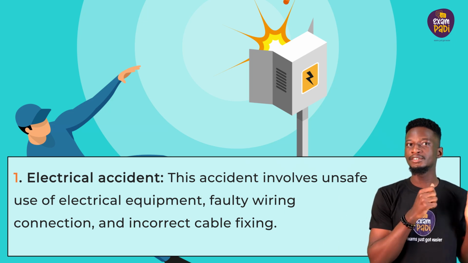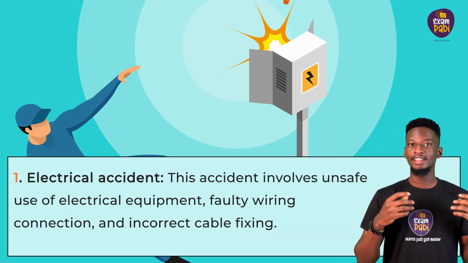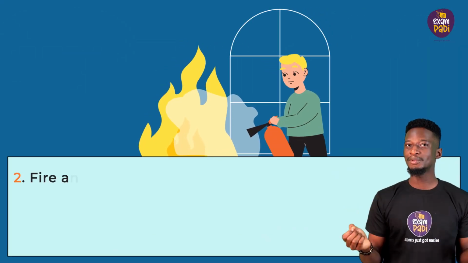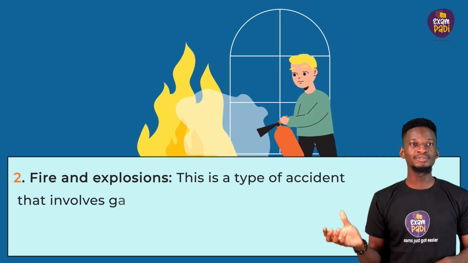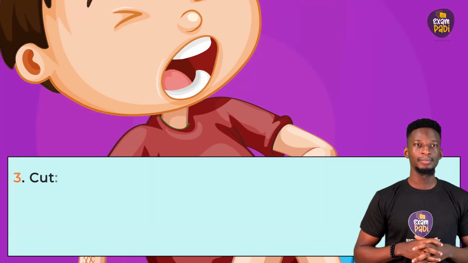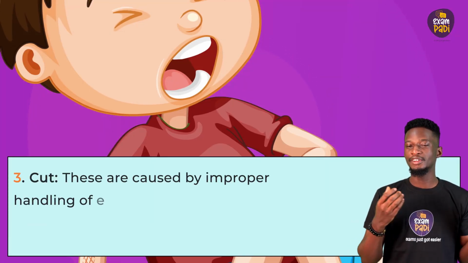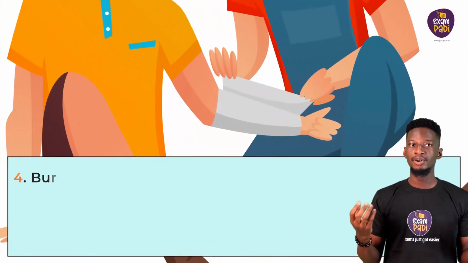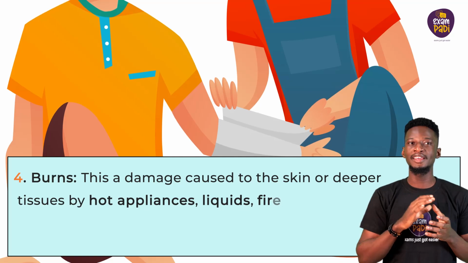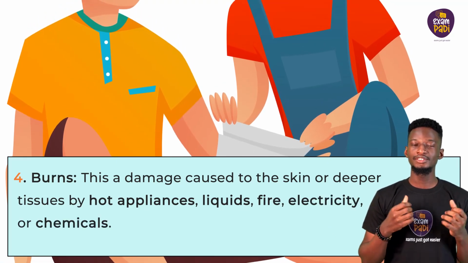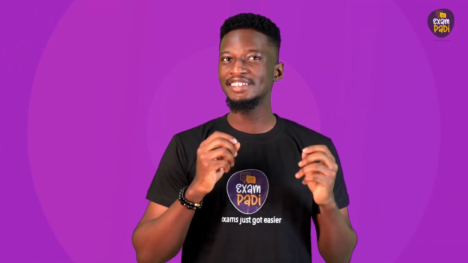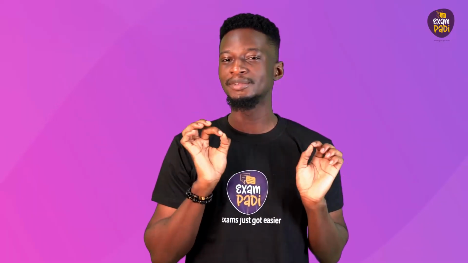It could result in electrical shock, electrical burns, or electrocution. 2. Fire and explosion. This is a type of accident that involves gas and other fire explosion generating substances. 3. Cuts. These are caused by improper handling of equipment. 4. Burns. This is a type of damage caused to the skin or deeper tissues by hot appliances, liquids, fire, electricity, or chemicals.